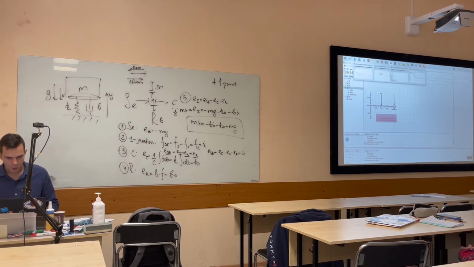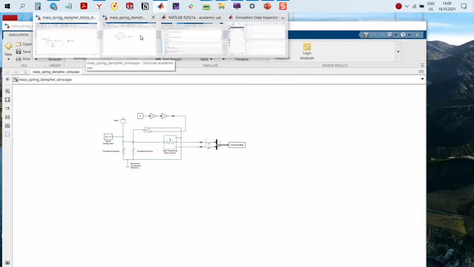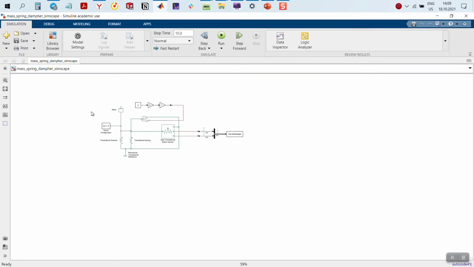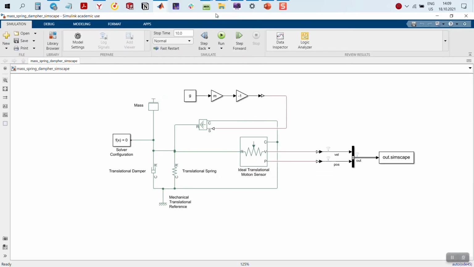Okay, so if we go back to our previous model, here the simulation model was created out of just simple symbolic blocks like integrator, gain, and so on. But it's not a very convenient way if you want to model something a little bit complex. Instead of just simulating blocks, it is possible to use Simscape blocks, as you can see here. Also, we can run it.